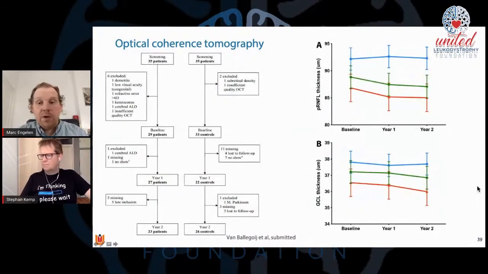We could also show that, especially the red bars, that this gradually changes year after year. So we also hope that in the future, this is one of the tests that could replace the traditional tests.